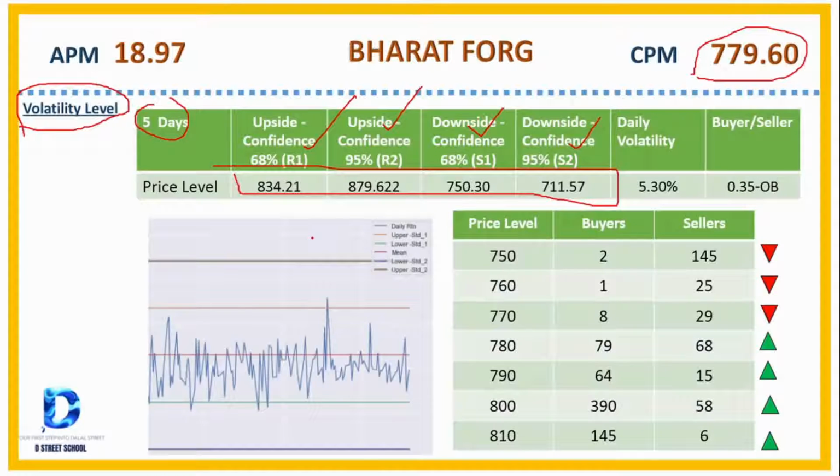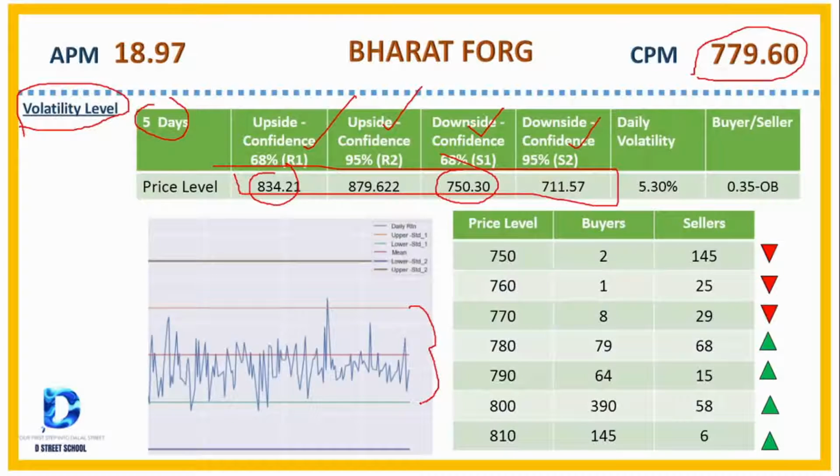What we can expect for Bharat Forge for the next 5 days is a trading range of 750 to 834. This is the likely trading range. We can expect with 68% confidence that Bharat Forge will trade within the range of about 750 to 834. The remaining 32%, there is a chance Bharat Forge might trade outside of the range, either upside or downside.